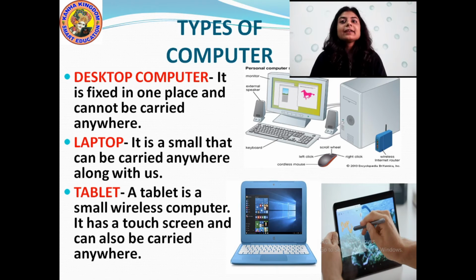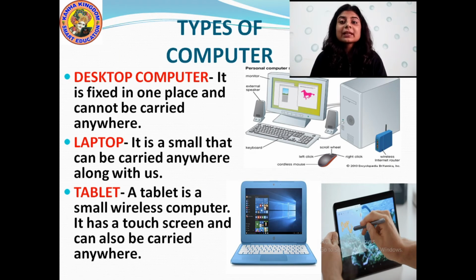Okay, then the next one is tablet. T-A-B-L-E-T. Tablet. It is like a mobile phone, but it is larger than a mobile phone. See down there, a man is writing something on a tablet. Can you see the picture? That is a tablet. We can also make calls on a tablet. Calls means we can call somebody on a tablet.